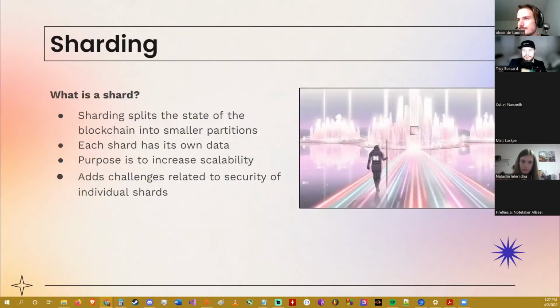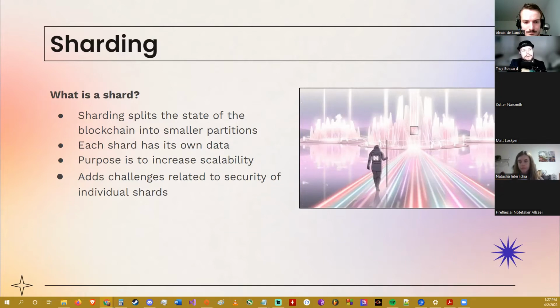Now we're going to start talking about something that's kind of complicated a little bit, but not really. And that is sharding. So sharding is a blockchain scalability solution. There is an issue with blockchains in general, in that they can be slow and expensive to use. Sharding attempts to solve both of those problems while maintaining an acceptable level of decentralization and security.